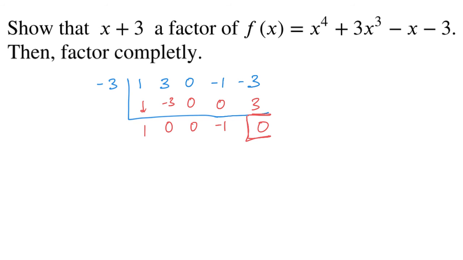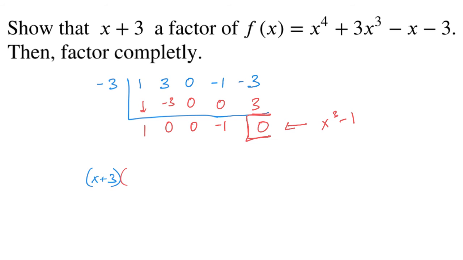Now that I have that, what this tells me is that if I took x plus 3, and if you remember what this means right here, that means x to the third minus 1. So what I did was I did the division. And I said that if I took x to the fourth plus 3x to the third minus x minus 3, that x plus 3 is a factor.